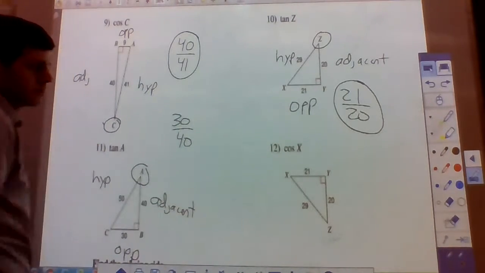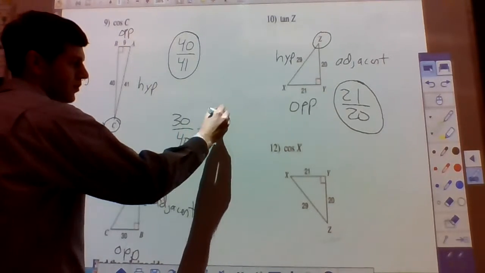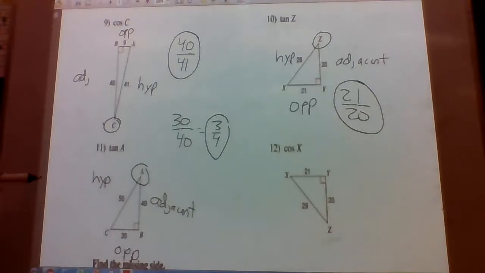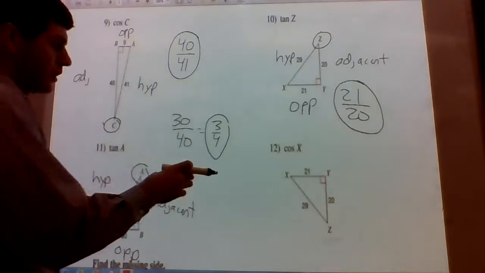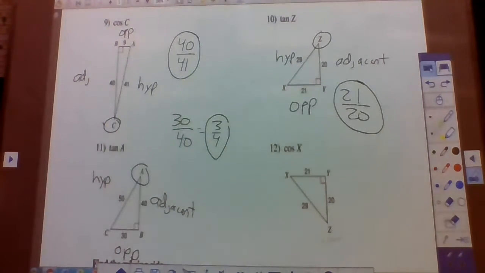Okay, we can reduce this fraction if we want. If we divide the numerator and denominator by 10 each, we will get 3 over 4. Or you can leave it as 30 over 40. Nothing in the question tells us we have to reduce it. If it says we want the fraction in the simplest form, then it would be 3 over 4. It's a 3, 4, 5 triangle.